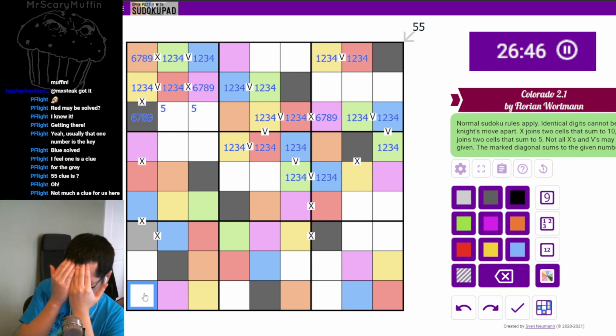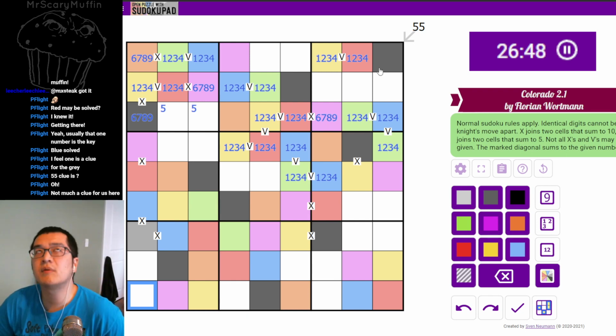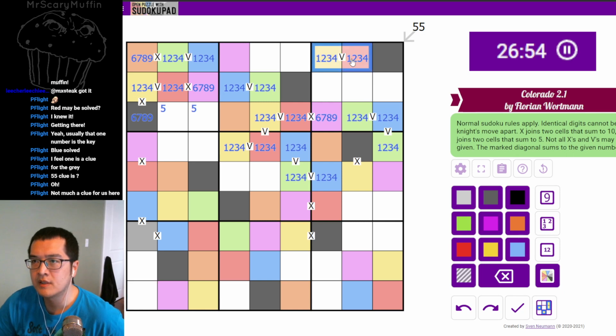Can we do it with just... Wait, okay. Can we prove that this has to be the low digit? This last number has to be the low digit, right? Because all our low digits are here, so this can't be a low digit. So if this is a low digit, this would be green. So can we prove that? How do we go about proving it?